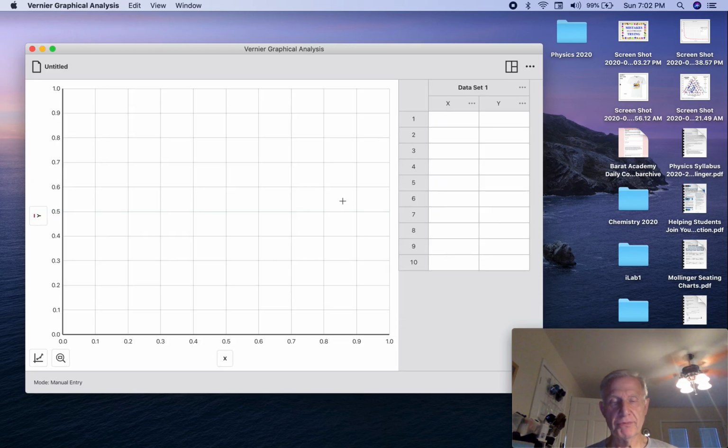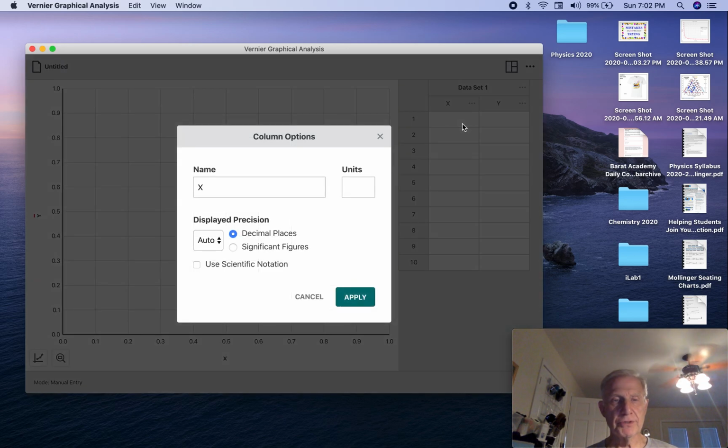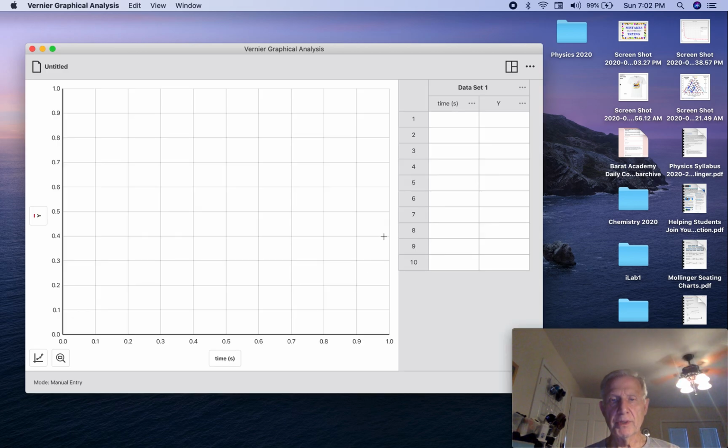For a proper graph, we have to label the axes, right? So we go here to our data set, column options, and here's our x-axis. I'm going to do position versus time, a typical study of motion. Time we measure in seconds. We leave everything else the same. We apply that. We've got our table set up here, and our axis is labeled.